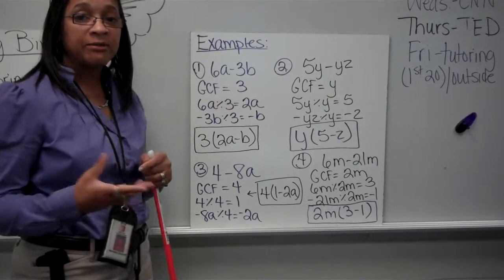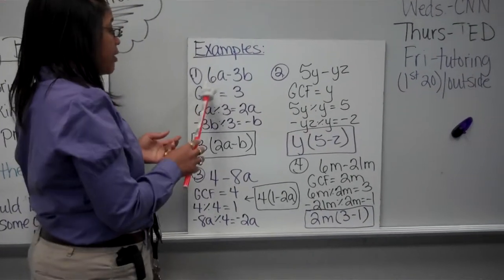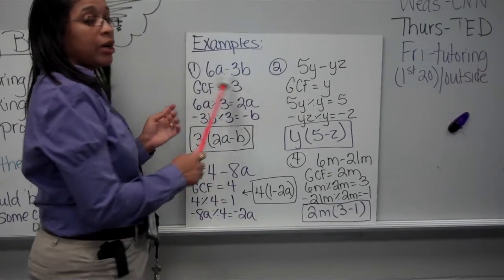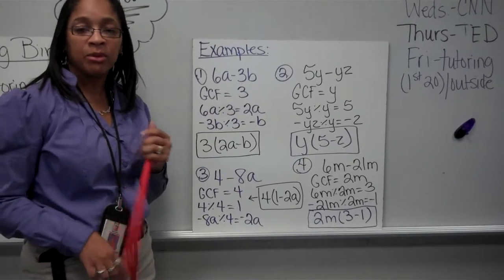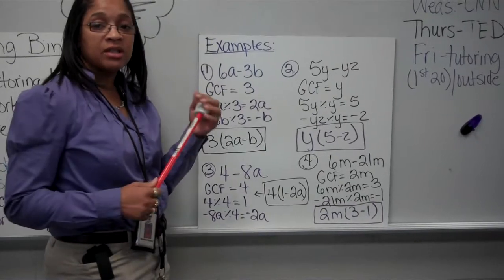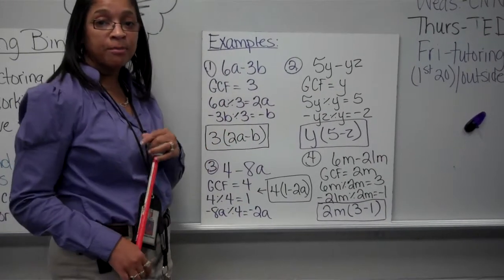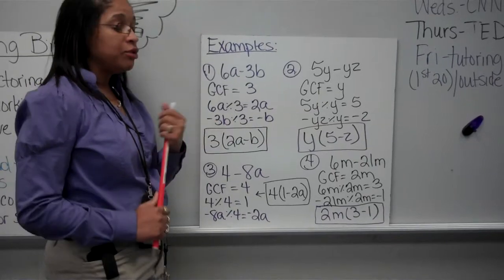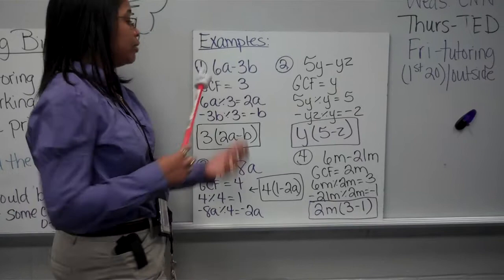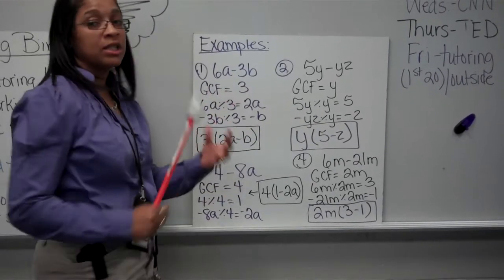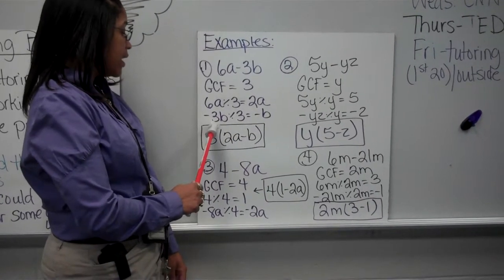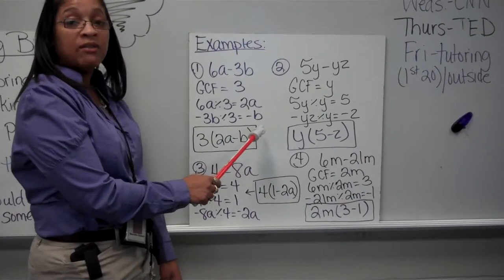Well, the first step was to find the GCF. The GCF of 6 and 3 is 3, and since both of them have different variables, you can't pull out a common variable because there is not one. So the only thing that you can pull out is the GCF of 6 and 3, which is 3. Okay? So after you pull out that GCF, you need to divide each one of those terms, and this is a binomial, so you will have 2 terms. You need to divide each one of those terms by your GCF. 6a divided by 3 leaves you with 2a, and negative 3b divided by 3 leaves you with negative b.